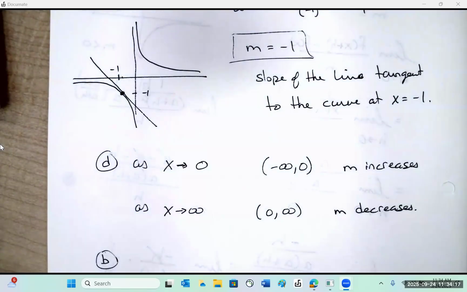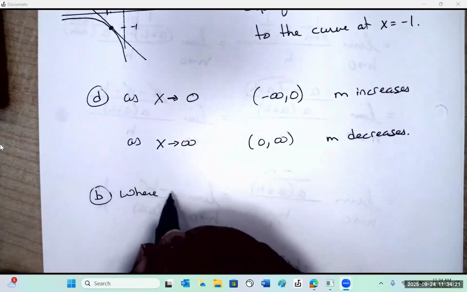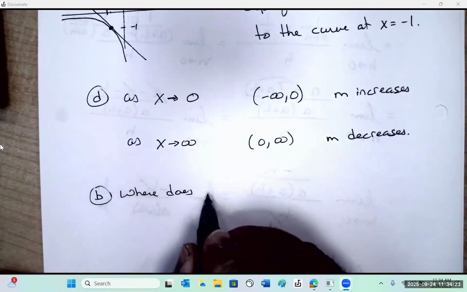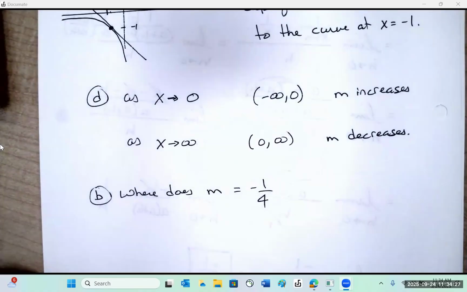Question B asks, where does the slope equal -1/4?